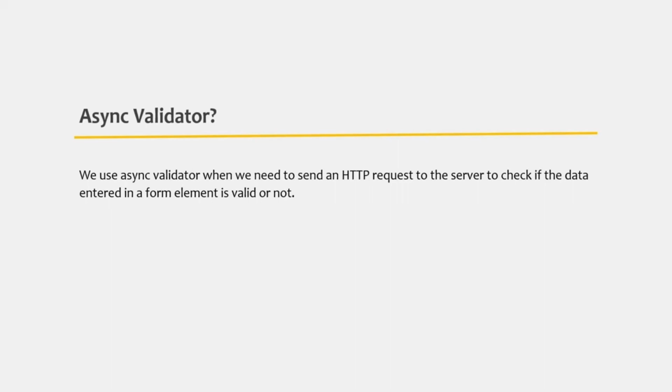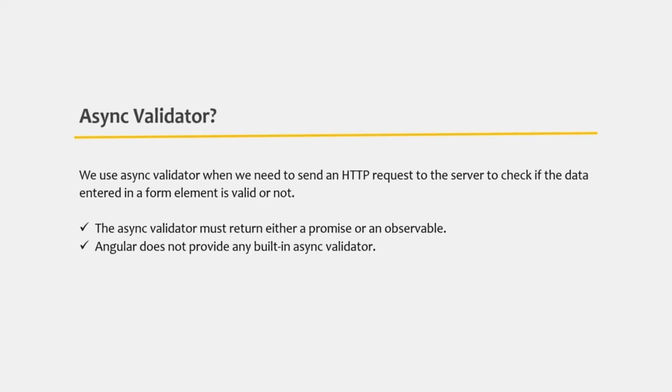Now, creating an async validator is very similar to creating a sync validator. The only difference is that the async validator must return either a promise or an observable. And another point to keep in mind is that Angular does not provide any built-in async validator. In Angular, all the built-in validators are sync validators. For example, the required validator, the email validator, min and max validator, all these are sync validators. Angular does not have any built-in async validators. But Angular does allow us to create our own custom async validators and use them on a form control or a form group. So in this lecture, let's see how we can create and use an async validator in Angular.